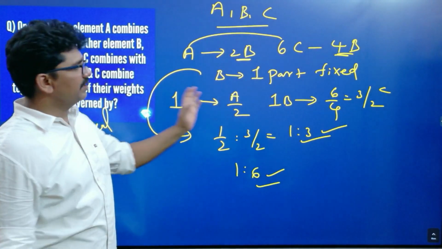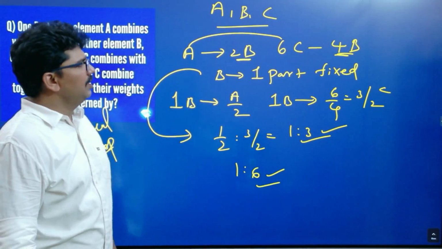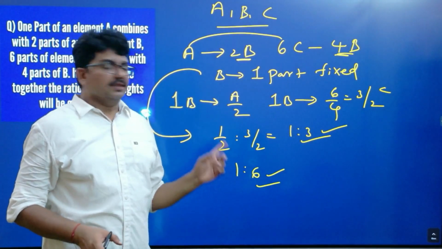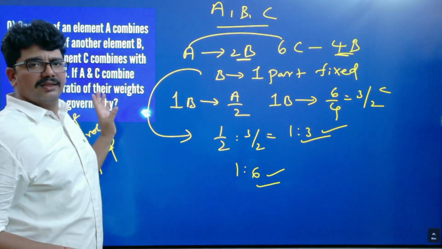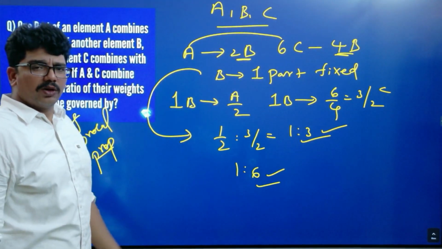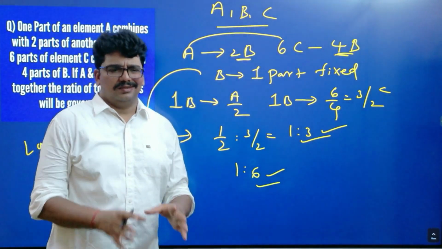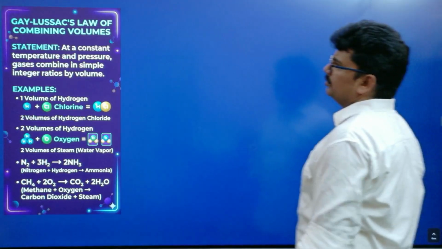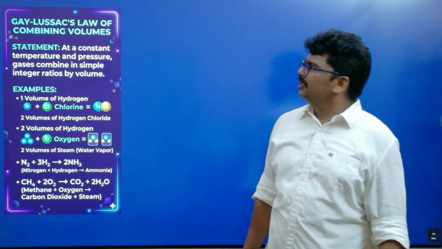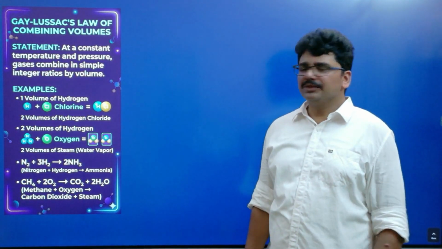So this data follows the law of reciprocal proportion, and this much calculation is not required, because when three elements are there, that is the law of reciprocal proportion. When two elements are there, that is the law of multiple proportion. This is a simple trick. Now coming to the next law, Gay-Lussac's law of combining volumes.